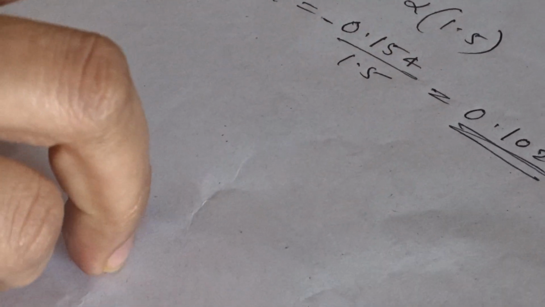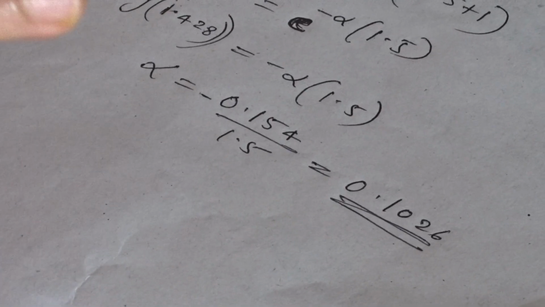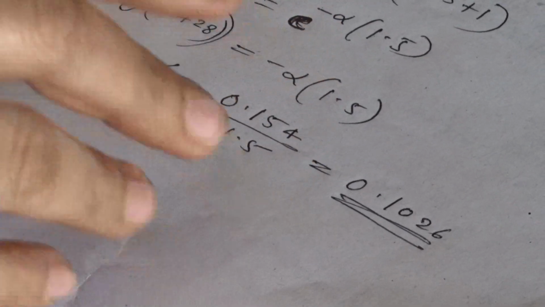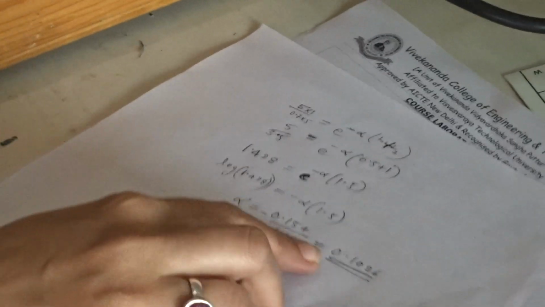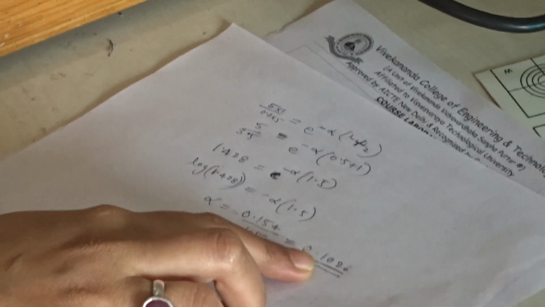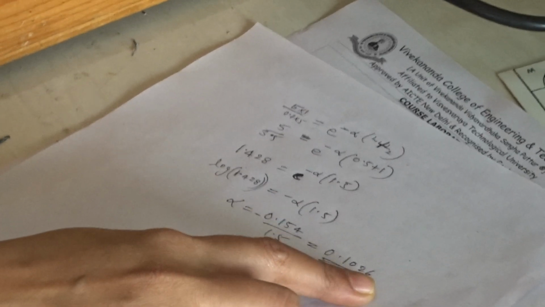Even though attenuation loss is present in the optical fiber cable, it is very low compared to coaxial cable and other cables. Around 0.1 nepers per meter is obtained. This is one part of the experiment.